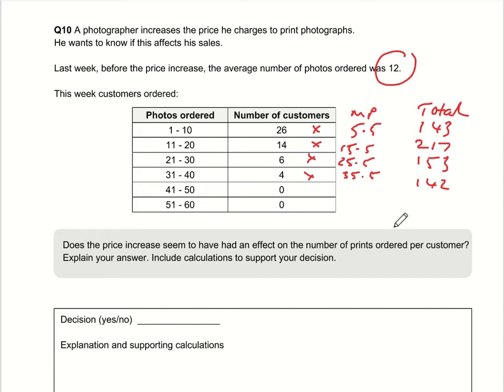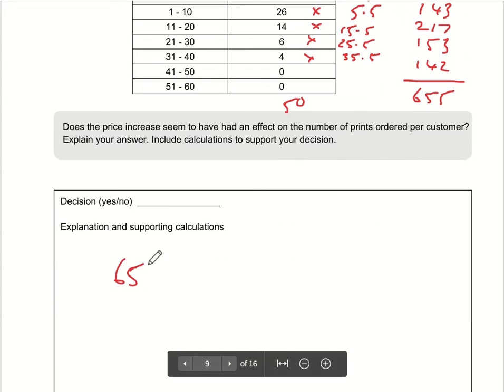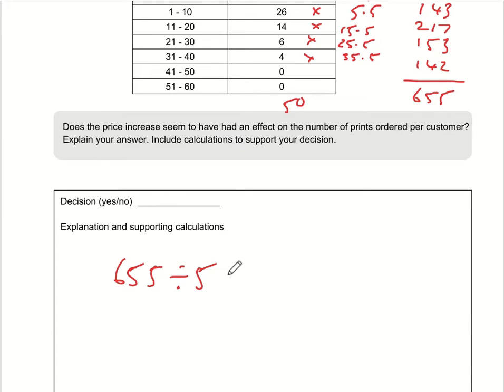So do we know how many customers there are in total? We do not. So first of all, we need to add these numbers together, and that is a total of 50 customers. And how many photographs were bought in total? That is 655. So we are now working out the average, or the estimated mean, which is 655 divided by 50, and that is 13.1 photos per customer.